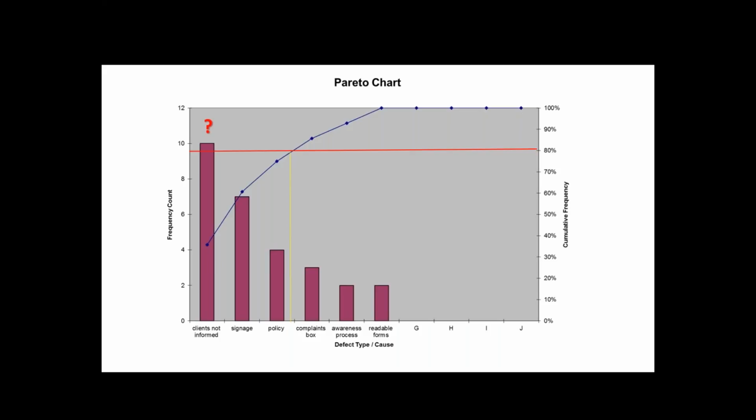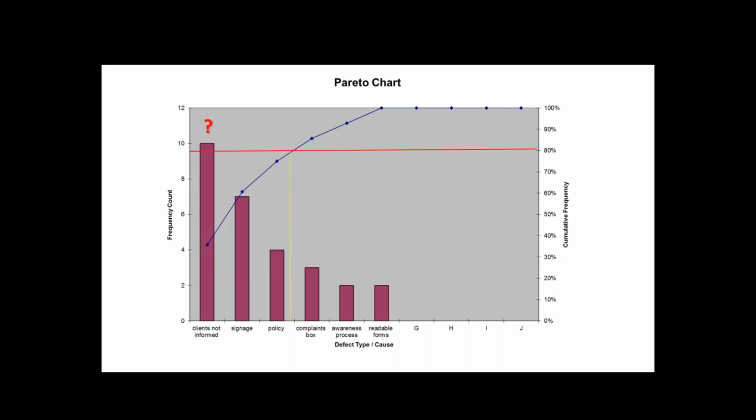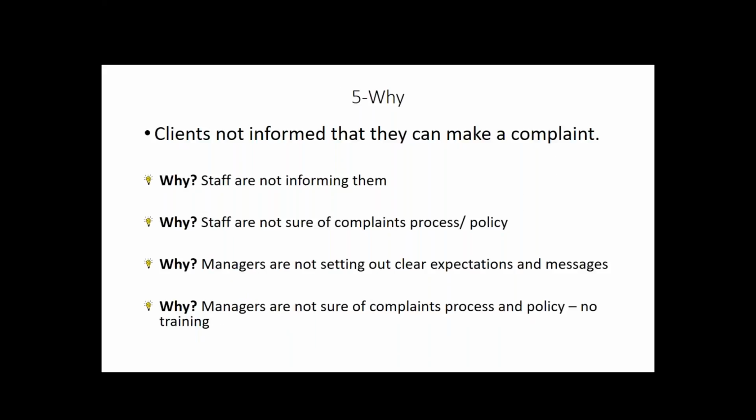So we'll focus in on one of those and take it a little bit further. And to do that, we're going to apply the 5 whys tool. So looking at that first piece in our Pareto, the first one that was identified as the most problematic, and that is clients not being informed about the complaints process. We can apply the 5 whys and drill down deeper into why that is.